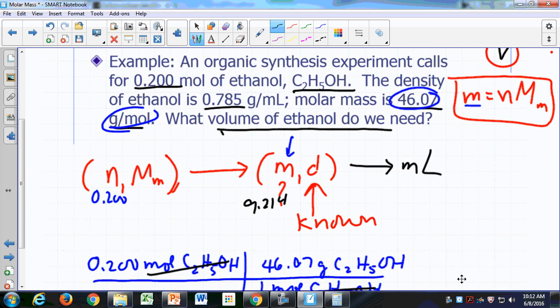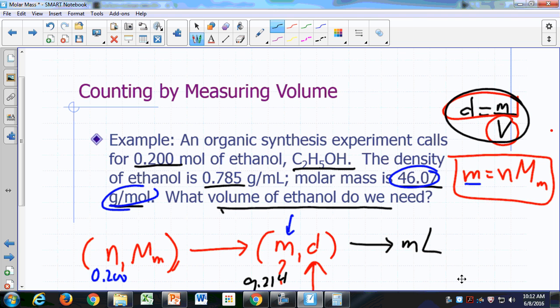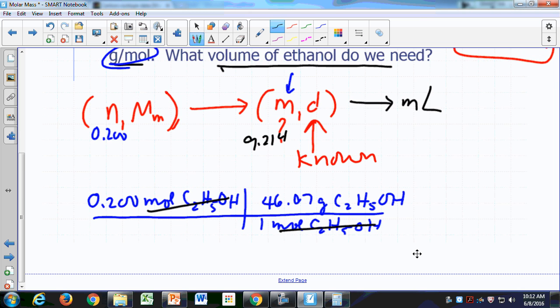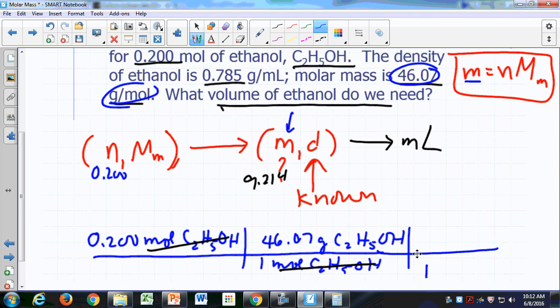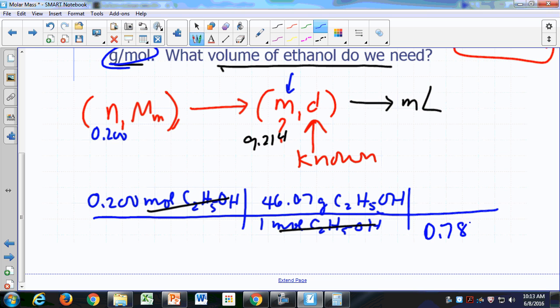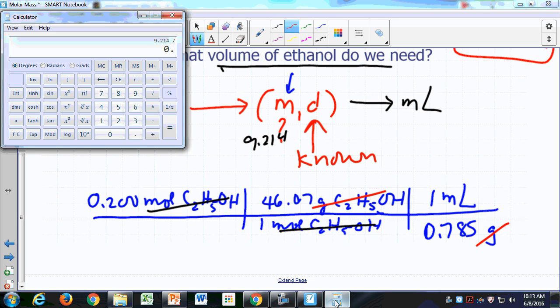And then what do I do to change that to mils? Density. So volume is what? Mass over density, right? So volume is mass over density, or you can use your dimensional analysis. You have your mass, so your density goes down here, which is going to be 0.785 grams per mil, so 1 mil goes up here. Grams cancel out. So 9.214 divided by 0.785 gives me 11.7 milliliters. Very good. So you got it right?